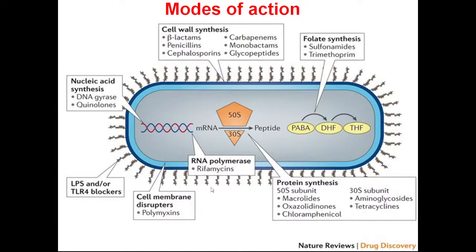For the cell membrane, as we have discussed, the basis for selective toxicity is not that good, so fewer drugs can be developed. Then the nucleic acid synthesis. And here we can have the drugs that affect DNA synthesis and the drugs that affect RNA synthesis.